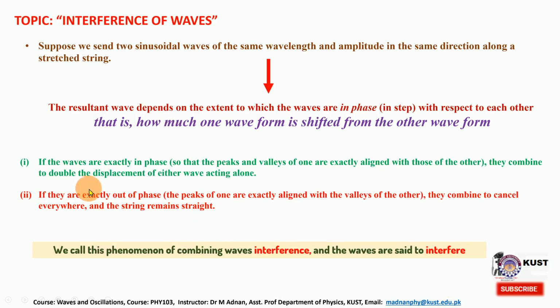So the phenomenon of combining waves is known as the interference of waves, and the waves are said to interfere. Now we will see the representation of two waves through y1m sine of kx minus omega t, and also y2m sine of kx minus omega t.